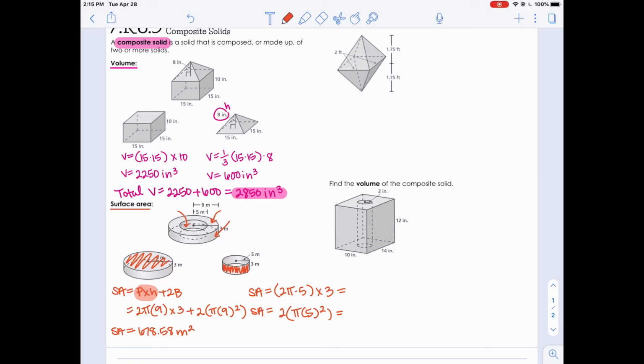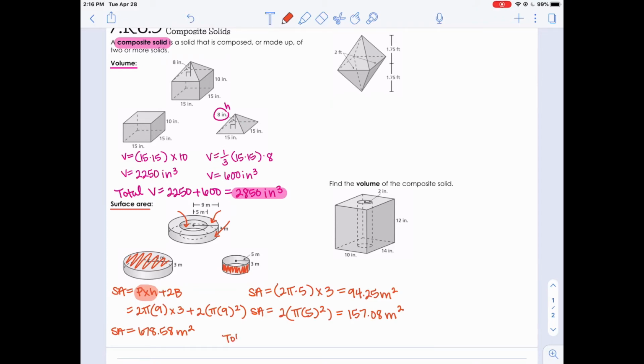All right, for the top one, for my outside ring, I got 94.25 if we round up a smidge, and that's still meters squared. Okay, and then for the bottom I got 157.08 if we round up a bit for that one as well. So super small rounding isn't going to mess with our answer too much.